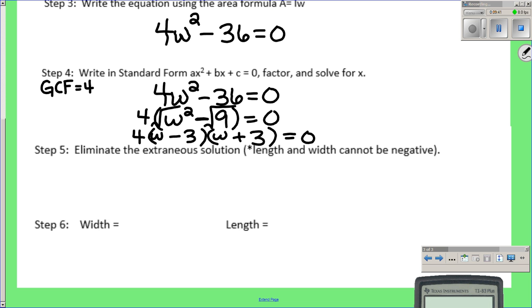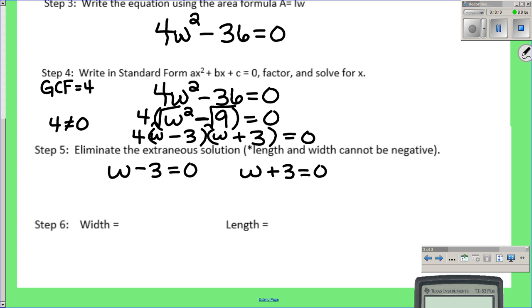Now when you're solving, you only solve using the expressions that contain variables. So notice this 4 does not have a variable, and 4 will never equal 0. So there's no solving to do with our 4. So we're saying that the product of 4 times w minus 3 times w plus 3 equals 0. So what that means is either our w minus 3 has to equal 0, or our w plus 3 needs to equal 0. So we're going to go ahead and solve for w.